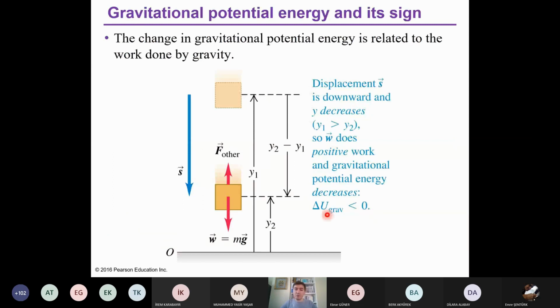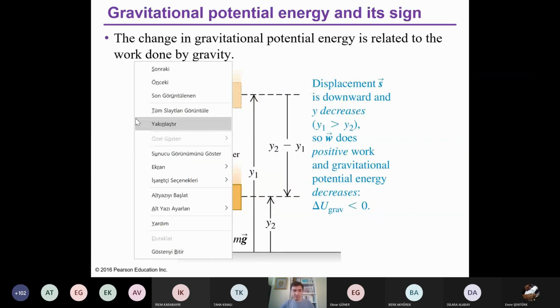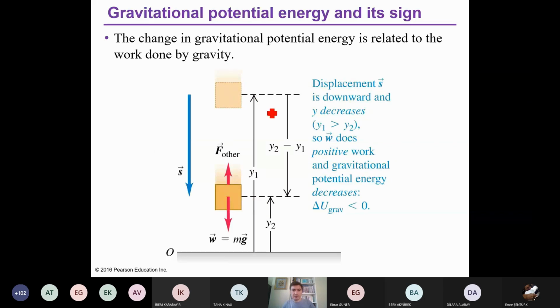You can also understand this one. What happens at the beginning, when the height is y1? We have potential energy, which is given here. Let me write here: the gravitational potential energy U gravitational 1 is equal to mg y1. Here the potential energy U gravitational 2 is equal to mg y2. Since y1 is bigger than y2, the first gravitational potential energy is bigger than in the second case.